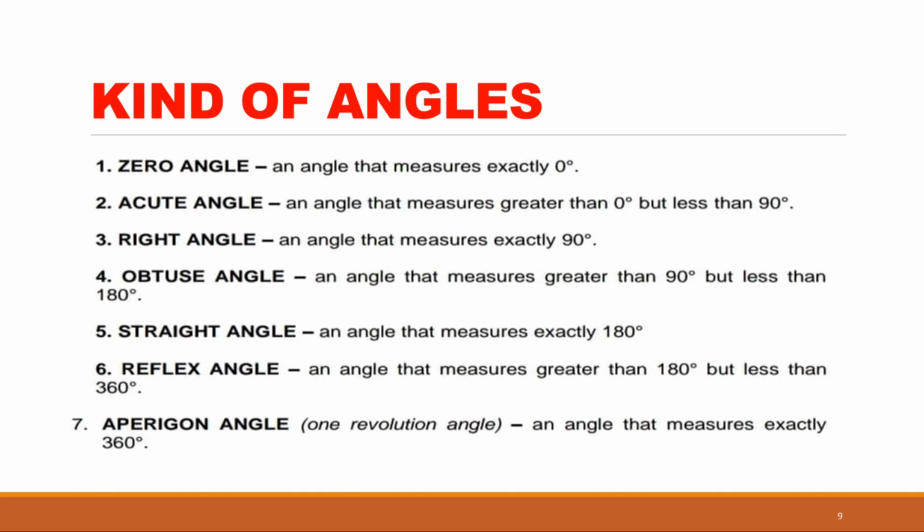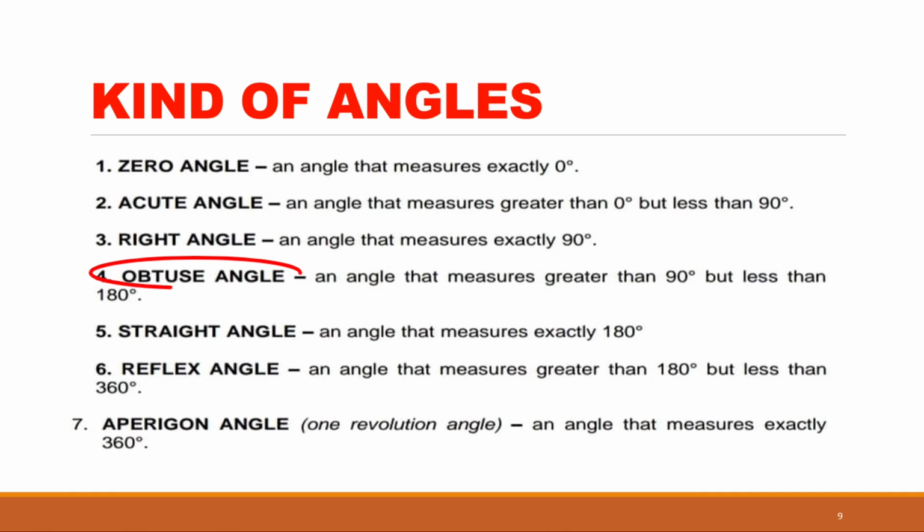And what are the kinds of angles? Let's start with the first one, zero angle. What is a zero angle? An angle that measures exactly 0 degrees. Number 2, acute angle. An angle that measures greater than 0 degrees but less than 90 degrees. So it measures 0 to 89 degrees. Number 3, right angle, an angle that measures exactly 90 degrees.